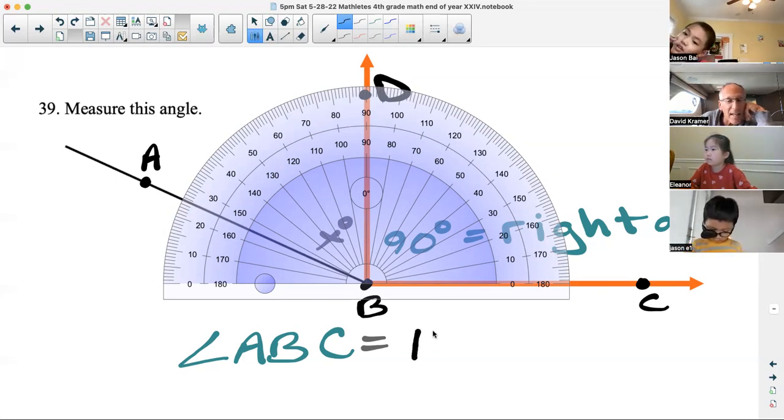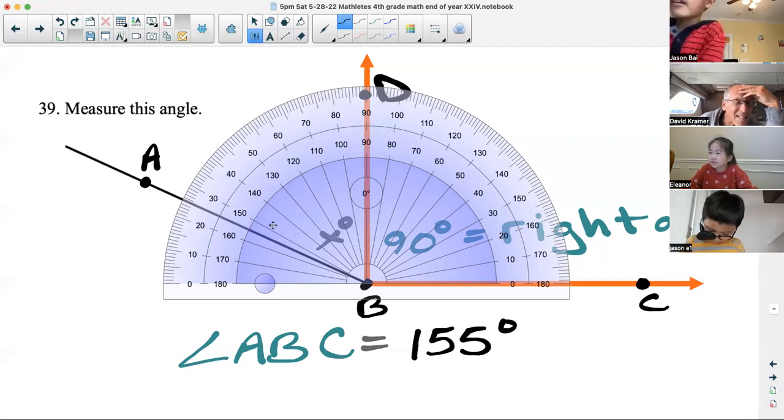Look at this, Jason E. Look at this, Eleanor. 155 degrees. It goes 0, 10, 20, 30, 40. Come on, guys, help me out. 50, 60, 70, 80, 90, 100, 110, 120, 130, 140, 150, 155. That's right. That's amazing.